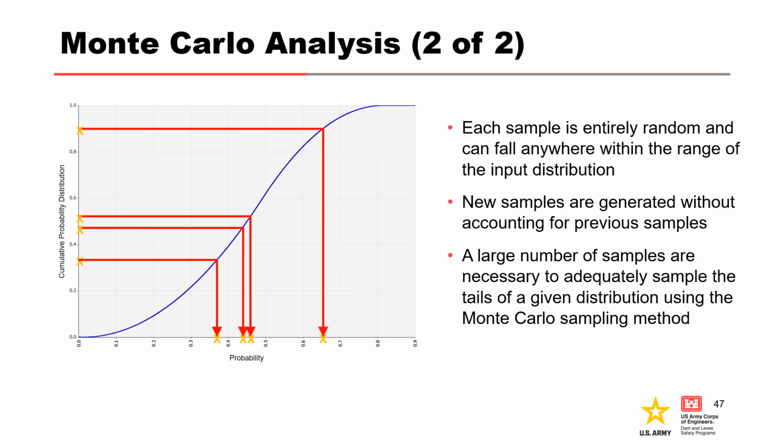For a Monte Carlo analysis, each sample is entirely random and can fall anywhere within the range of the input distribution. It essentially samples a uniform distribution from 0 to 1, then transforms those values by pulling from the CDF. New samples are generated without taking into account previous samples. Sometimes consecutive samples will be close to each other, other times they will be far apart. For that reason, a large number of samples is necessary to adequately sample the tails of a given distribution using the Monte Carlo sampling method.